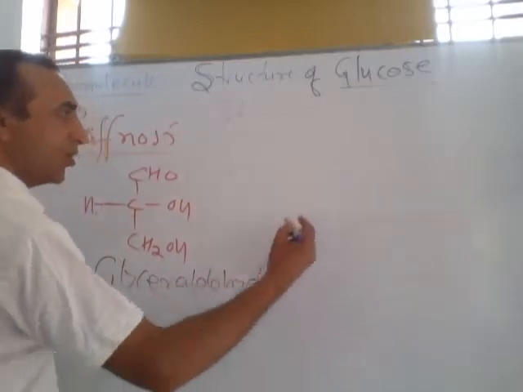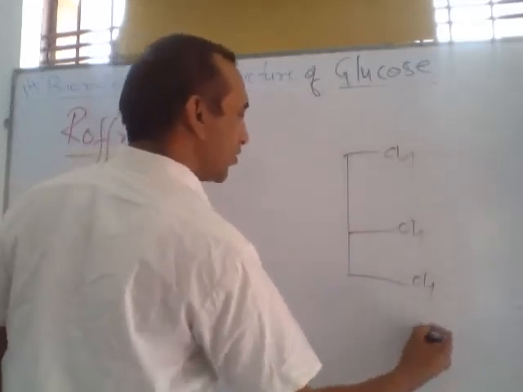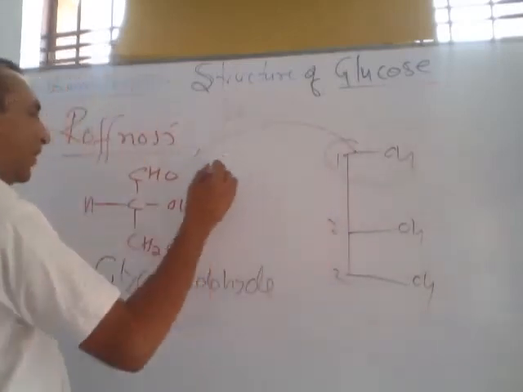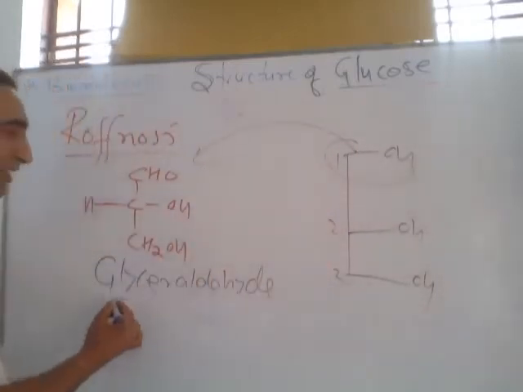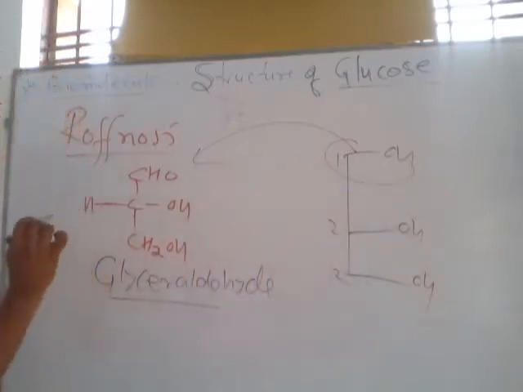glyceraldehyde. Do you know the formula of glycerol? This is glycerol. If we convert the first carbon into aldehyde, then this compound will form. So this is called glyceraldehyde, meaning aldehyde of glycerol.